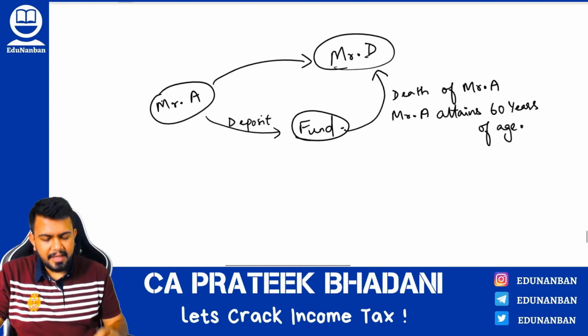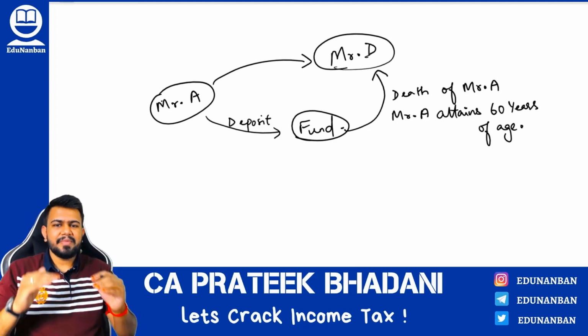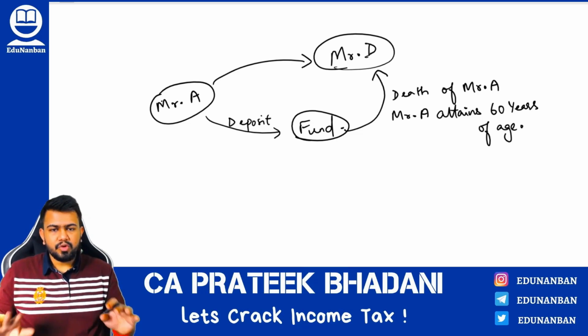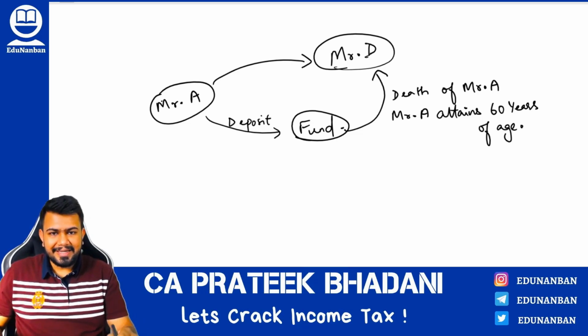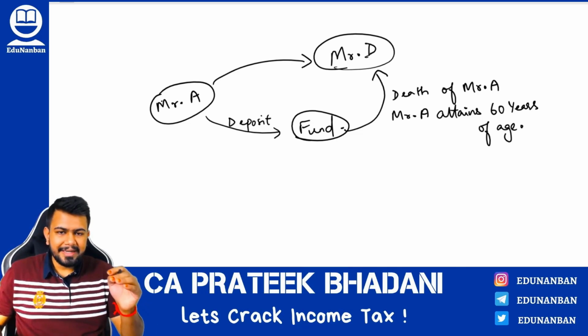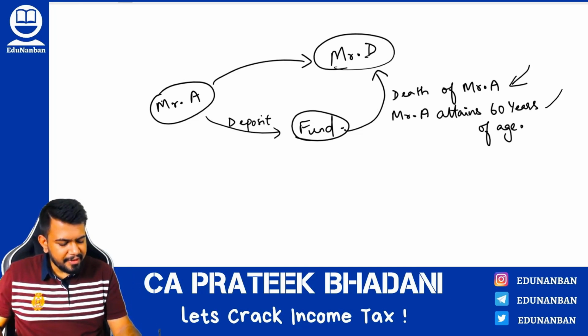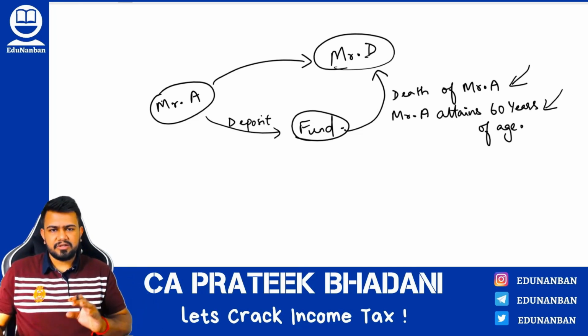So what did I say? Mr. A should keep depositing money in a fund. From that deposit fund, no benefit should be given to the dependent disabled relative till the death of Mr. A or the time when Mr. A receives 60 years of age.